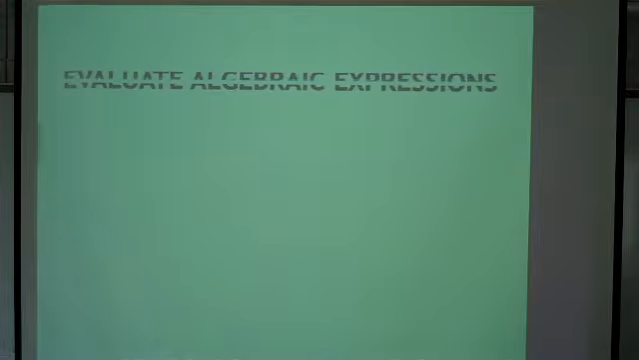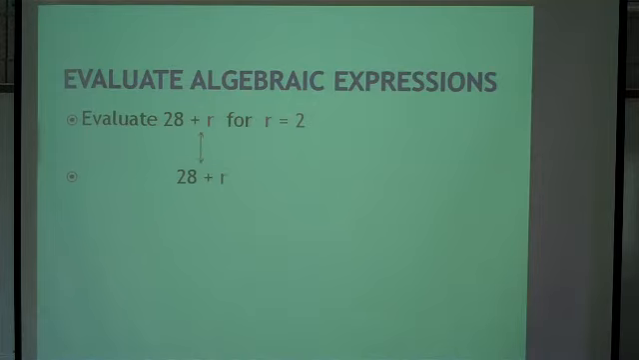Let's try another one. Evaluate 28 plus r for r equals 2. They want you to take the 2, replace the r, and then solve the problem. So we would write 28 plus r. The 2 is going to substitute in for the r, which would be written 28 plus 2. And now we can solve the problem. 28 plus 2 is 30.